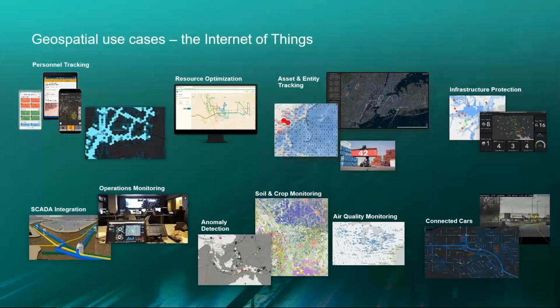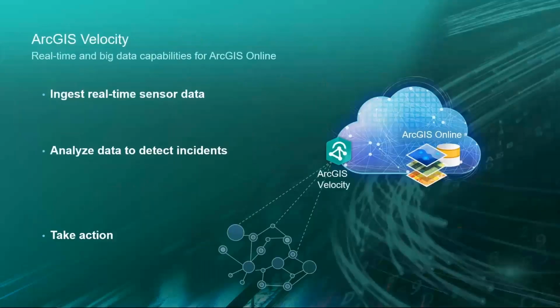And ArcGIS Velocity has been designed specifically to provide a framework for these kinds of use cases. ArcGIS Velocity is a new capability that extends Esri's geospatial cloud, ArcGIS Online, with real-time and big data functionality. ArcGIS Online, of course, is Esri's flagship cloud-based mapping system. ArcGIS Velocity extends ArcGIS Online in a couple key ways. The first way is bringing an out-of-the-box ability to ingest real-time sensor data. You can configure out-of-the-box included connectors to bring in data from IoT platforms and third-party APIs.